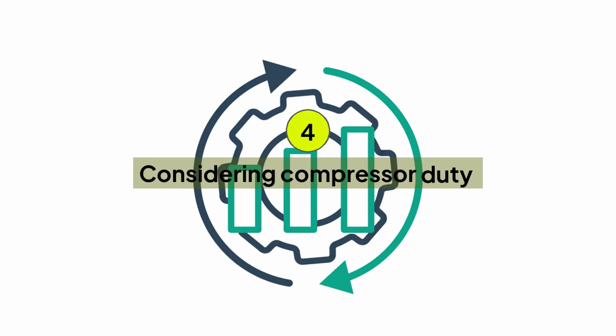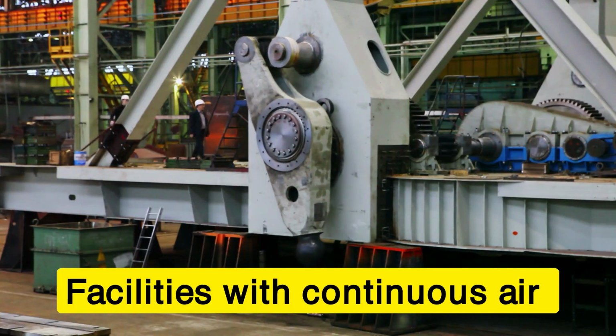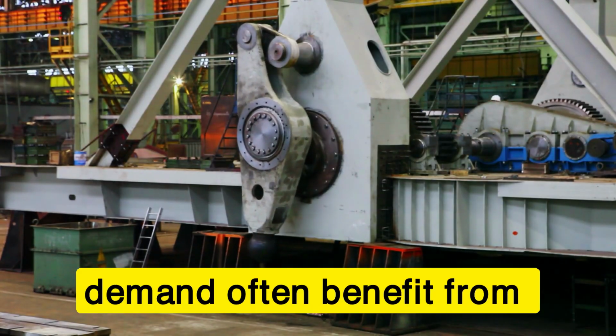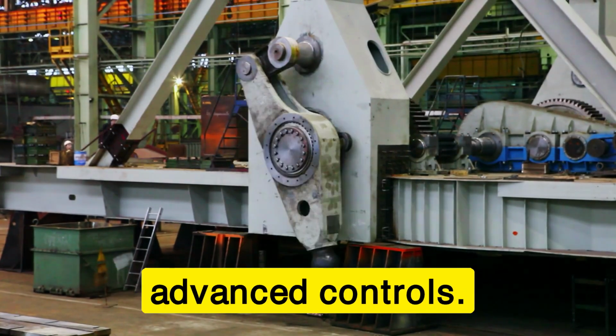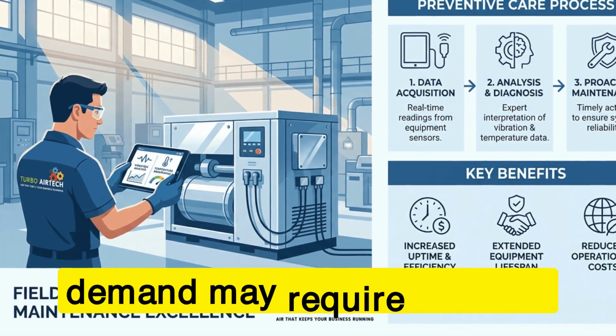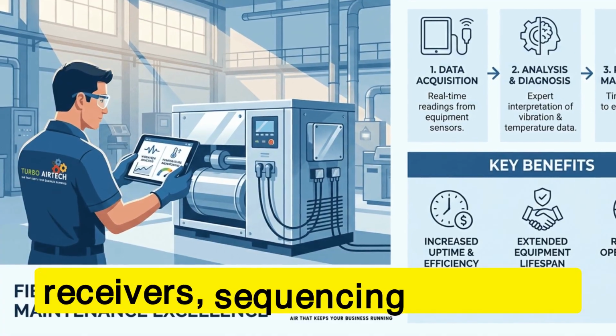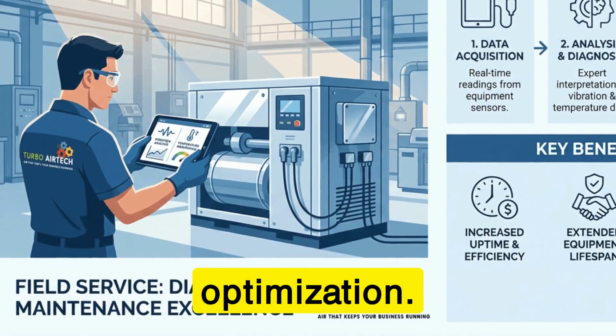Another critical consideration is the duty cycle. Facilities with continuous air demand often benefit from premium rotary screw compressor systems and advanced controls. Facilities with highly variable demand may require storage receivers, sequencing controls, or additional system optimization.